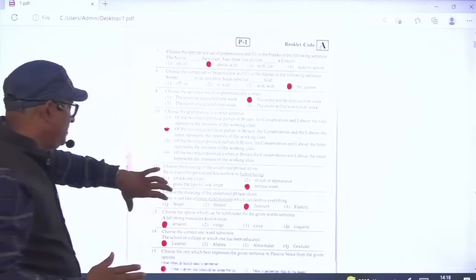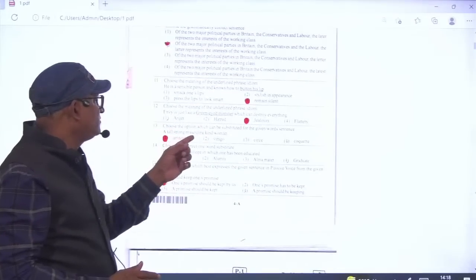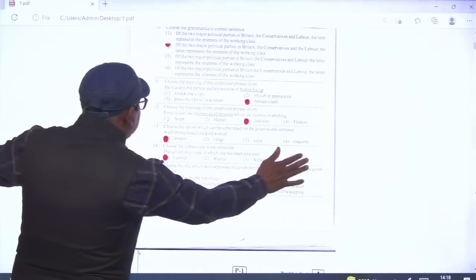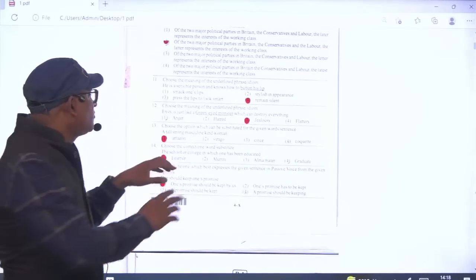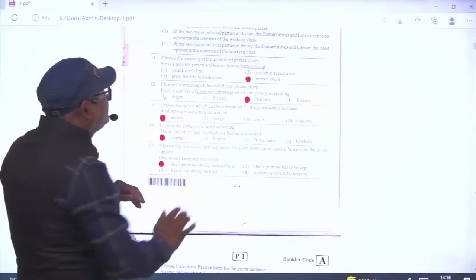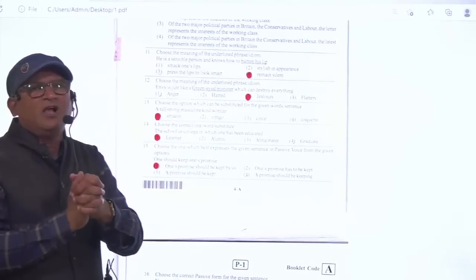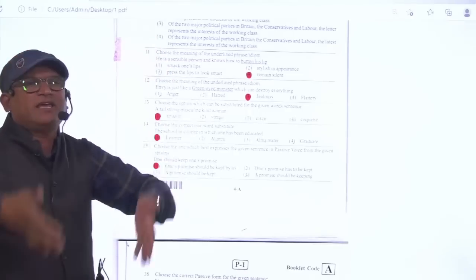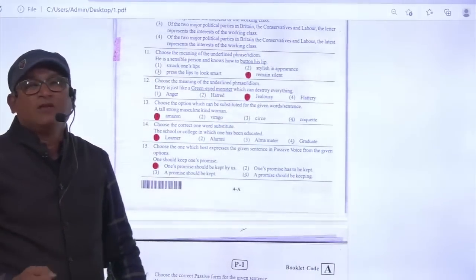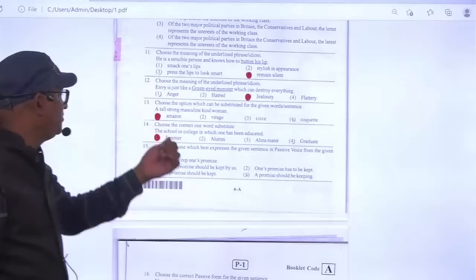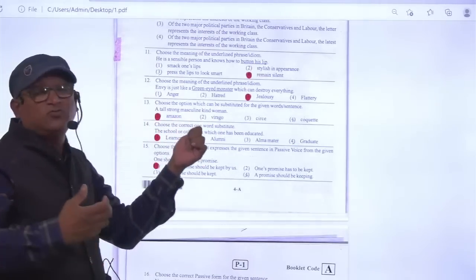Choose the option which can substitute for the given word sentence. A tall, strong, masculine-kind woman. So this is about masculine and feminine, like male and female. In the question, the word woman is given, right? So the woman is nothing but Amazon. Amazon is the personality of a female, a tall woman who is bodily and mentally fit. Amazon is the right word for a woman who is very strong.